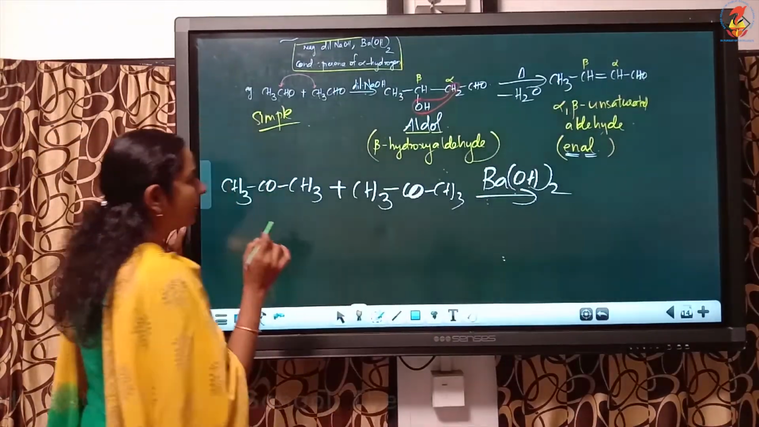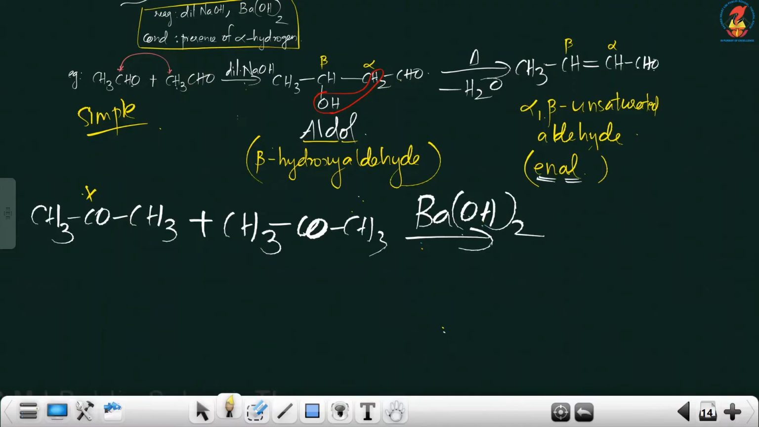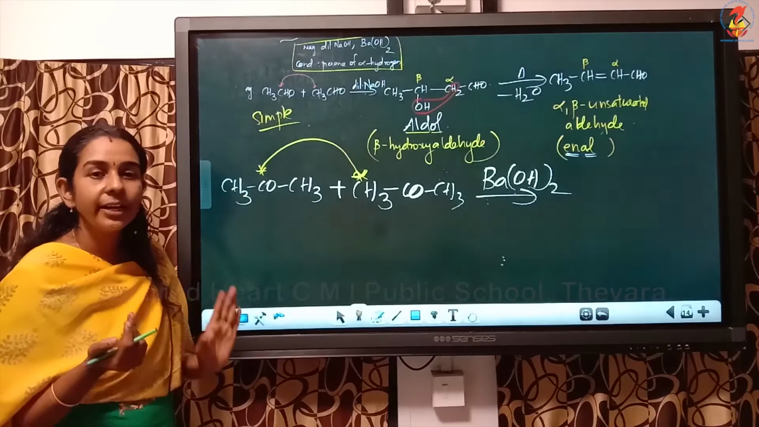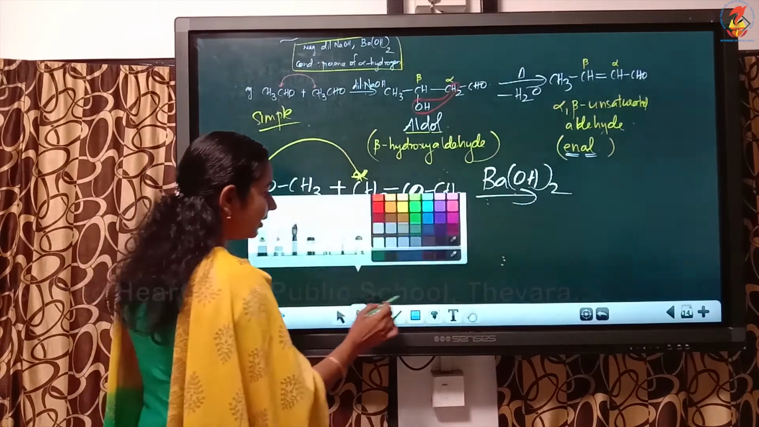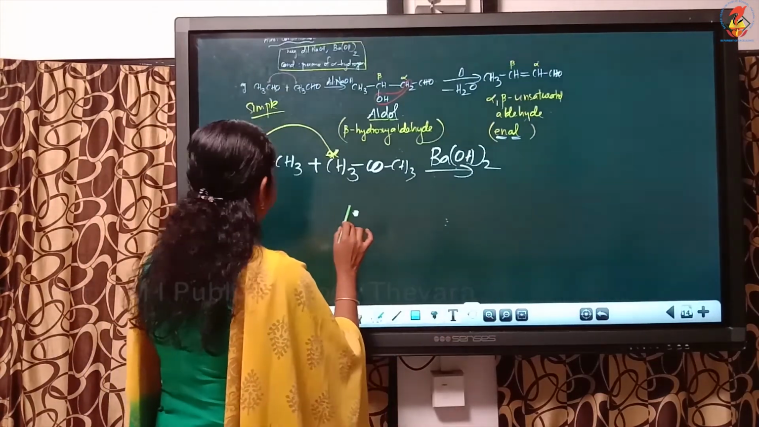So what is the tip? Mark the carbonyl carbon in the first molecule. Here what is the carbonyl carbon? The ketone carbon. Now mark the alpha carbon in the second molecule. Which is the alpha carbon here? This or this, both are the same. Now what we have to do? Connect these two carbon atoms using a single bond. And when you connect, change this O to OH and subtract one hydrogen from this carbon. So what are we getting as the product?